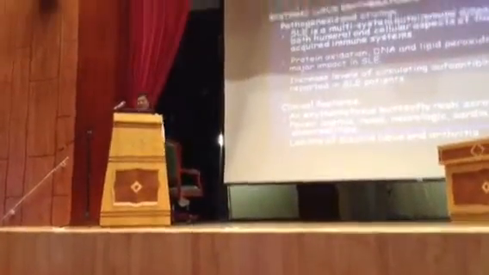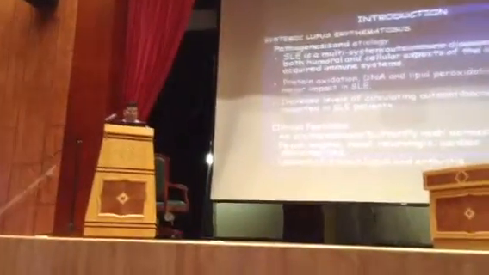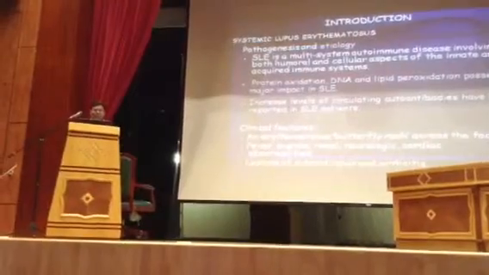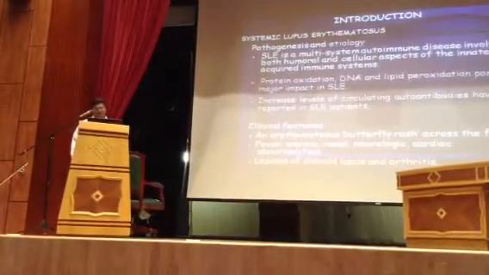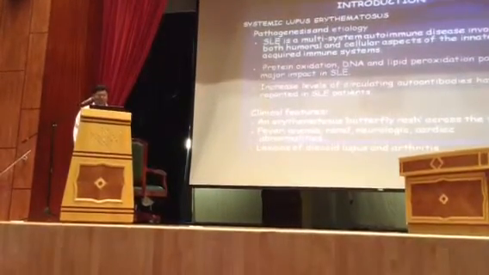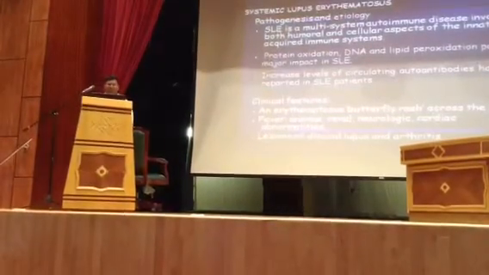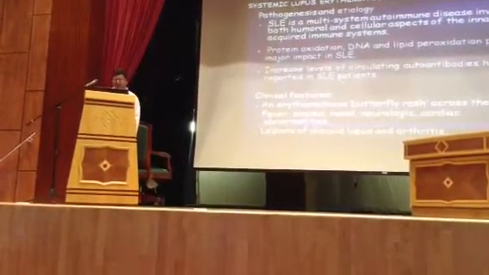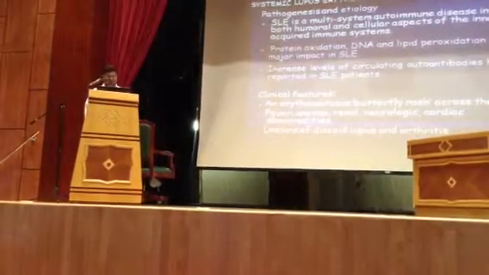This is a very brief introduction of systemic lupus erythematosus, or SLE, which is basically a multi-system autoimmune disease involving both humoral and cellular aspects of the innate and acquired immune system. Protein oxidation, oxidation of nucleic acids, and lipid peroxidation have a major impact in SLE. Increased levels of circulating autoantibodies have been reported in SLE patients.